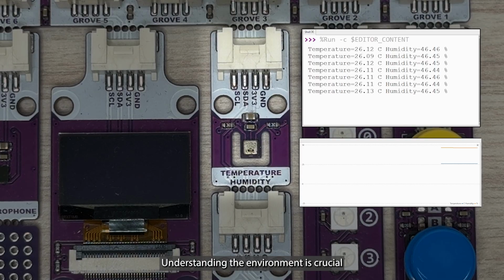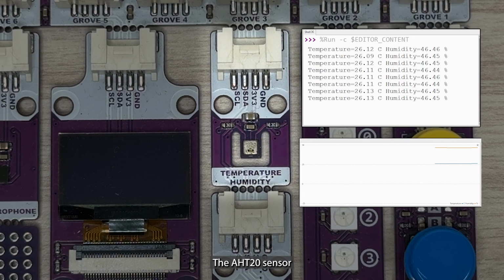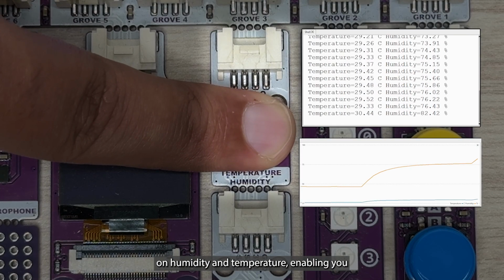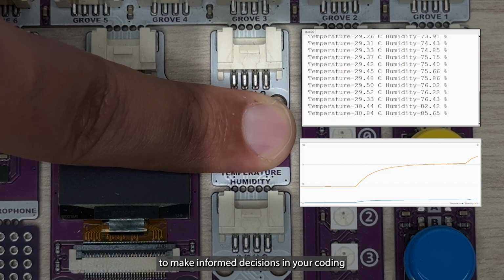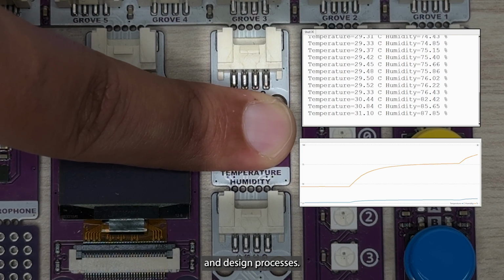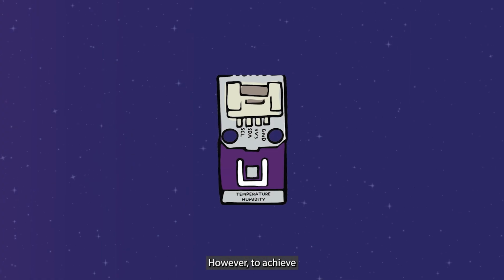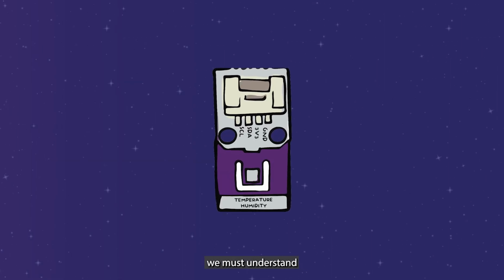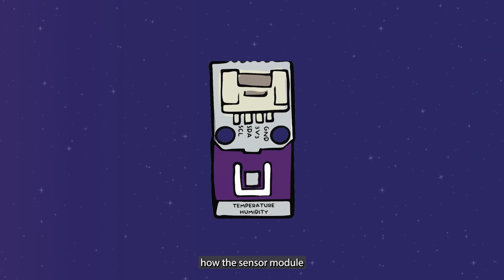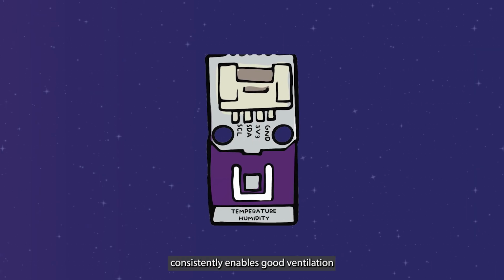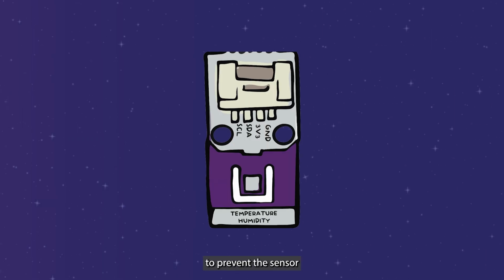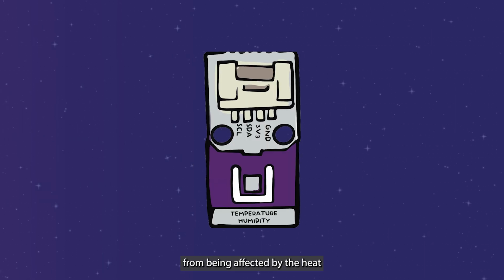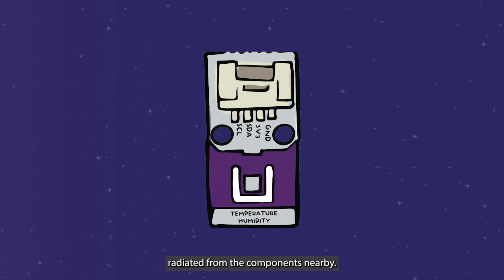Understanding the environment is crucial in many electronic projects. The AHT20 sensor allows you to gather real-time data on humidity and temperature, enabling you to make informed decisions in your coding and design processes. However, to achieve an accurate measurement, we must understand how the sensor module enables good ventilation to prevent the sensor from being affected by the heat radiated from the components nearby.